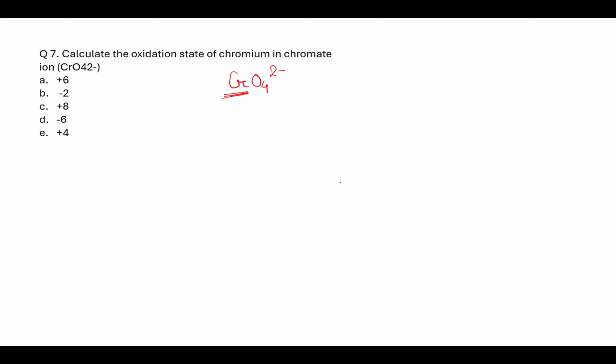So let's find out the oxidation state of chromium in chromate. We will consider the oxidation state of chromium as X. We have 4 oxygen atoms, so 4 times the oxidation state of oxygen, which is -2, and it will be equal to the overall charge on the compound. Here it is 2 minus, so -2. So X will be -2 plus 8, which gives us +6. So the oxidation state of chromium in chromate ion is +6. So A is the correct answer. This is pretty straightforward. Let's move to the next question.